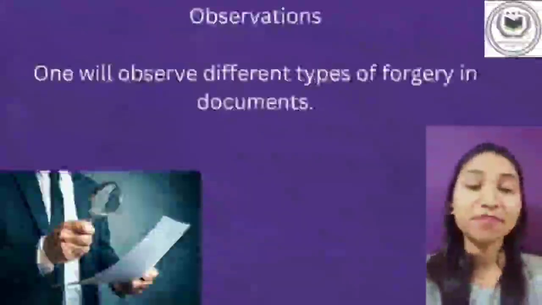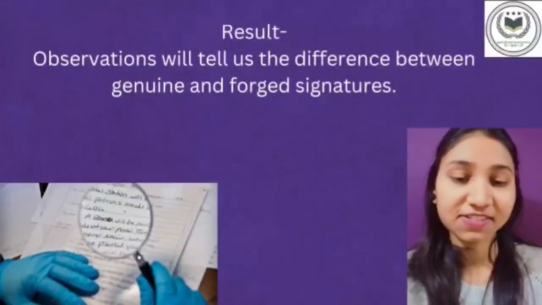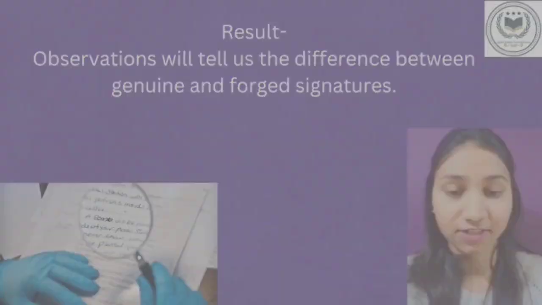Observations. One will observe different types of forgery in documents. Results. Observation will tell us the difference between genuine and forged signature.